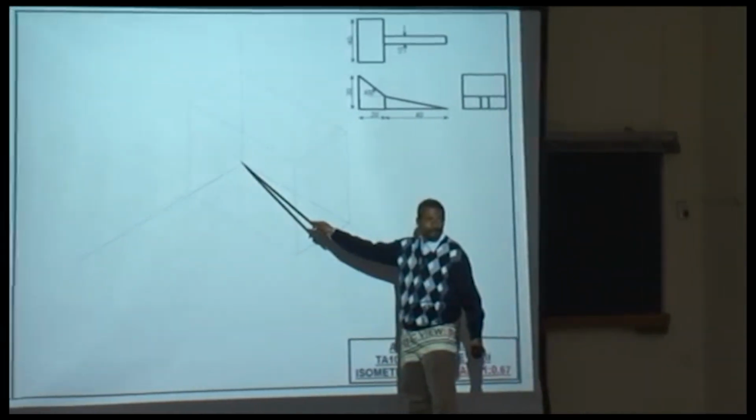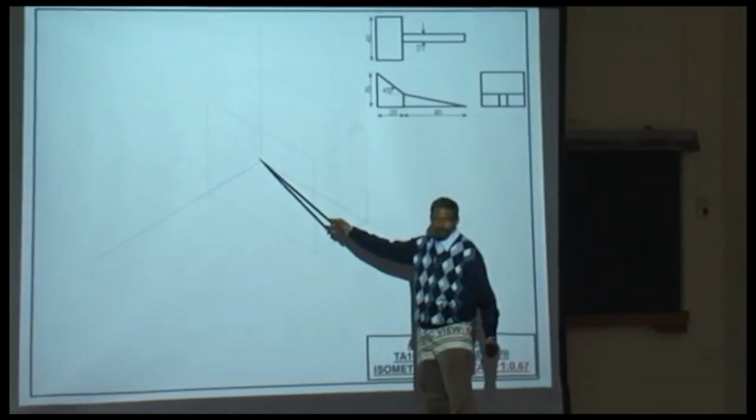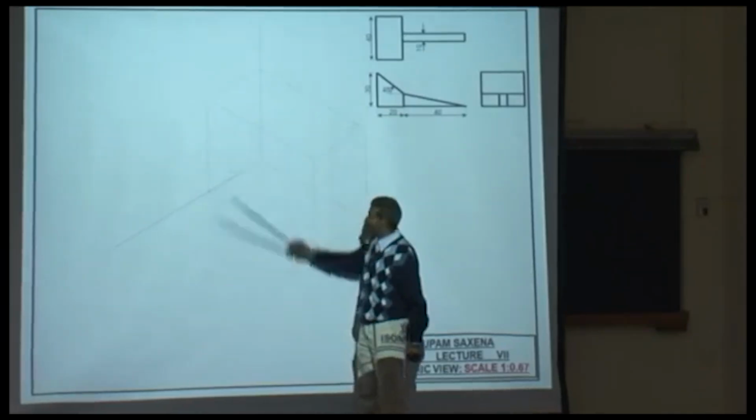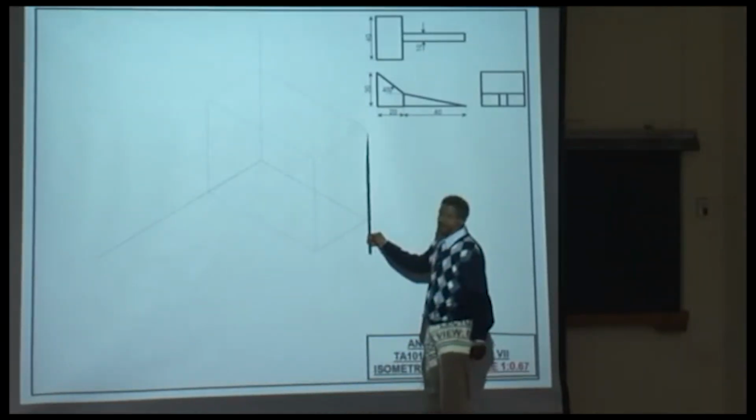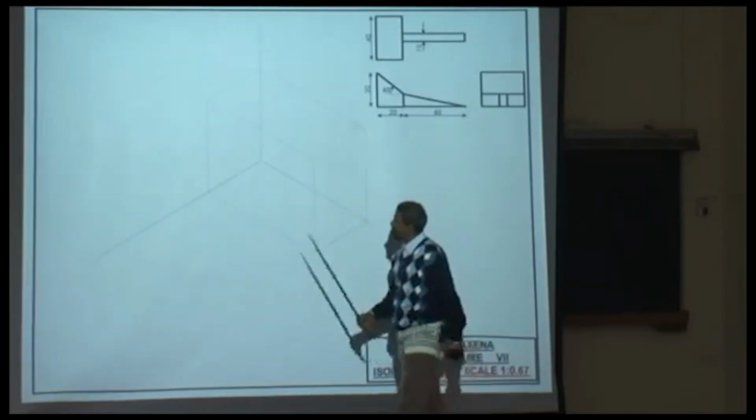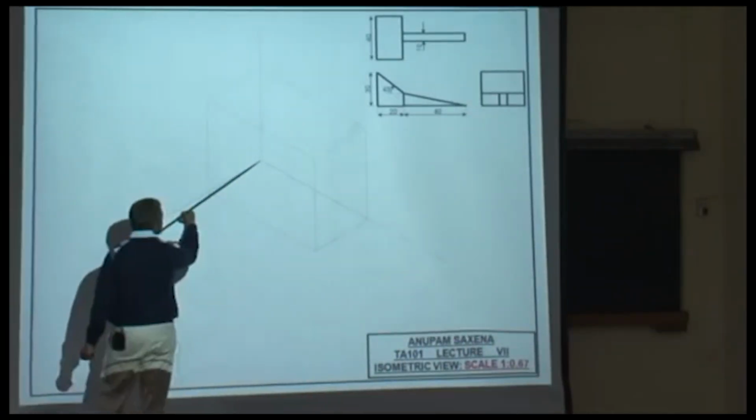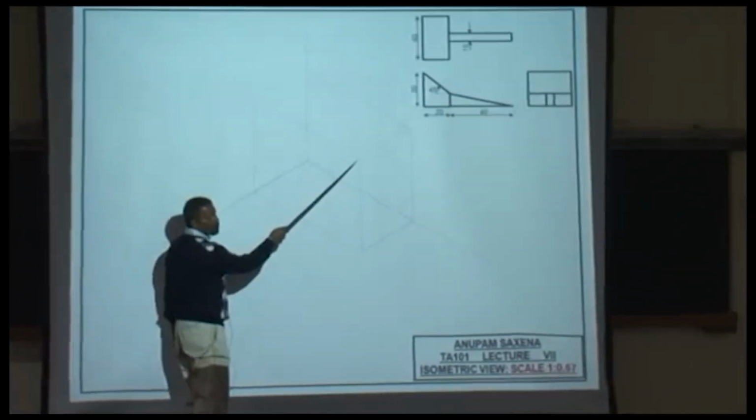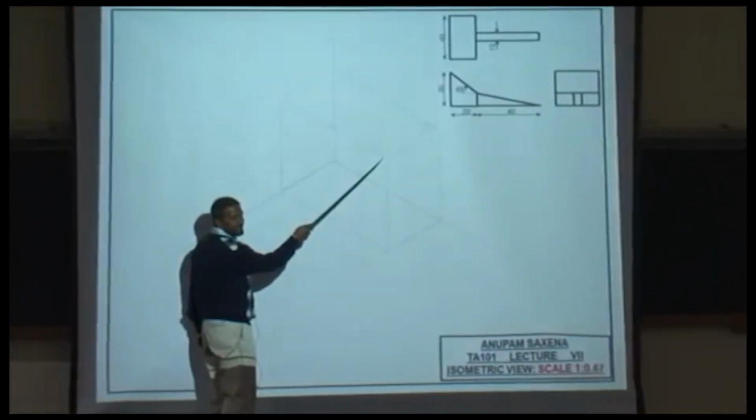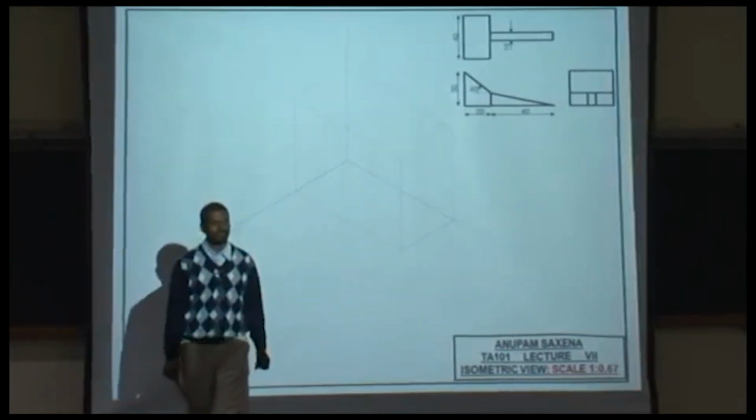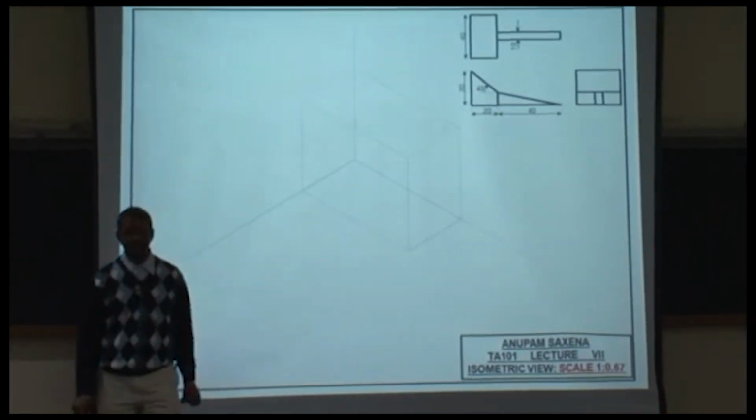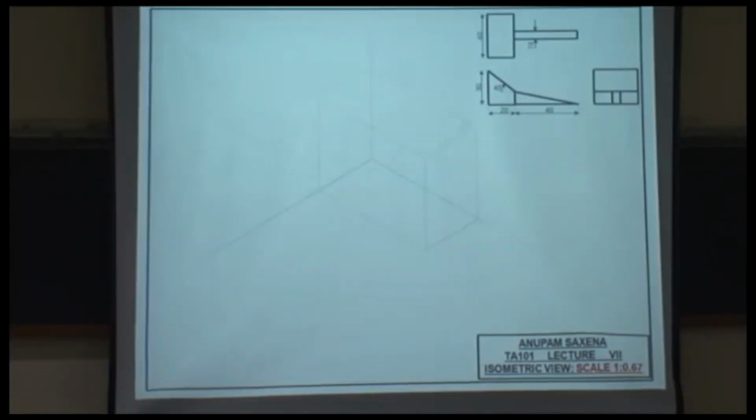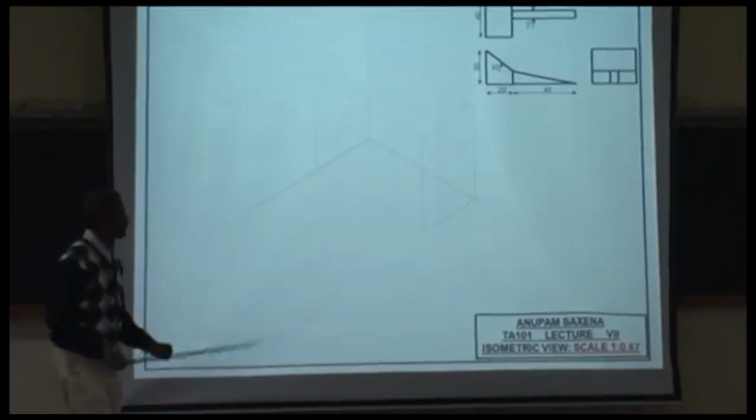Origin? Yeah? This is the origin. What is this length? 40. Wonderful. What is this? Great. What is this? Wonderful. What are the coordinates of this point? 20, 40, 30? Great. Not very difficult. That is precisely how you need to draw an isometric drawing or isometric view. Okay?